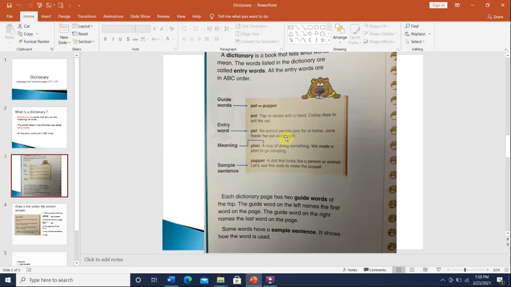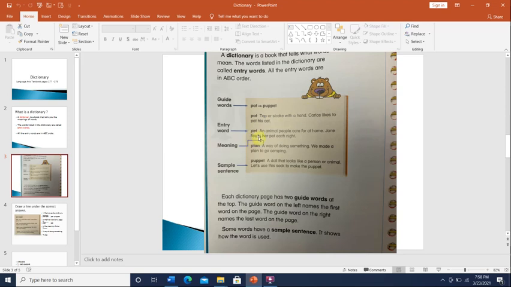Okay, so again, guide words are the two words on top of the page. The one on the left shows you the first word of the page, and the one on the right shows you the last word on the page. The first entry word is pat, and then you find the definition or the meaning and the sample sentence after it. The second entry word is pet.